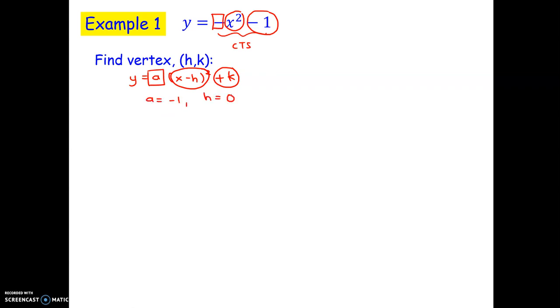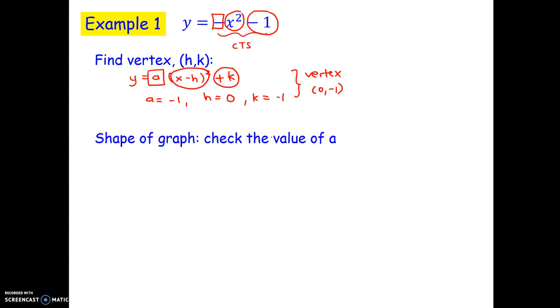h is equal to 0 because x minus h is just x squared, so that means h must be 0. So k is negative 1. So the vertex is (0, negative 1). Once we calculate the vertex, we can check the shape of the graph. a is equal to negative 1, which means a is less than 0, so we're going to have an open downward graph.